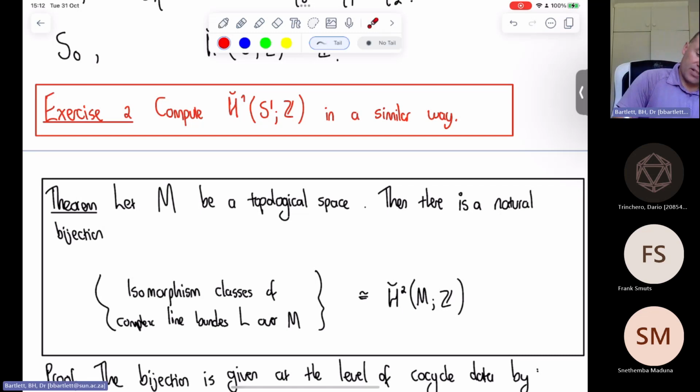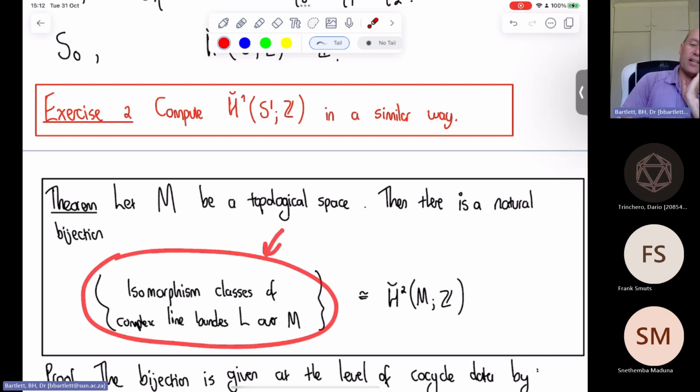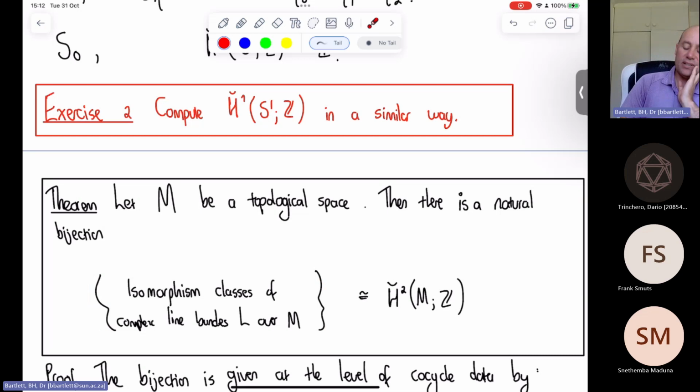So that's nice. You can interpret this theorem in two ways. One, it gives you a calculational way to calculate these isomorphism classes of complex line bundles. Or secondly, it gives you a way to interpret what an element in the second Čech cohomology group with coefficients in Z is. It represents an isomorphism class of a line bundle over your space.